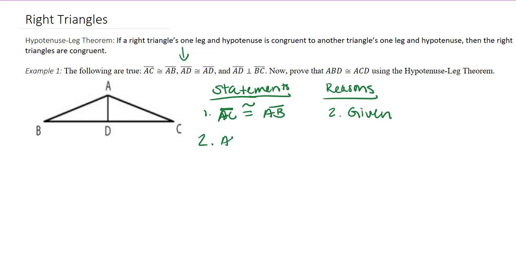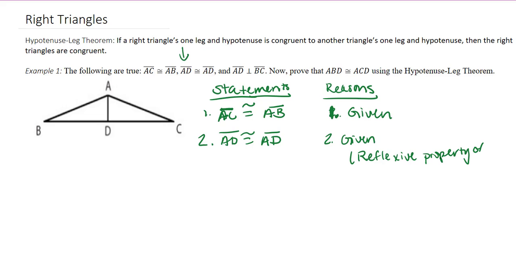Now, this is also given. Oops, this is supposed to be number 1. Number 2, given. This is also under a different property. If this wasn't given to us, we could also call it the reflexive property of congruence.